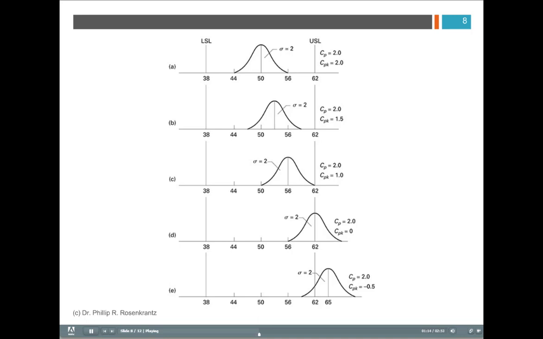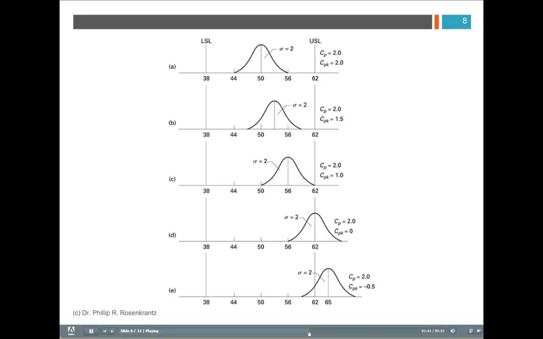And since CPK is the minimum of CP upper and CP lower, it becomes 1.5. Let's look at C, and again our process has shifted a little bit, but now it's 3 standard deviations away from the upper spec limit. Again, CP is 2, but CPK has dropped to 1.